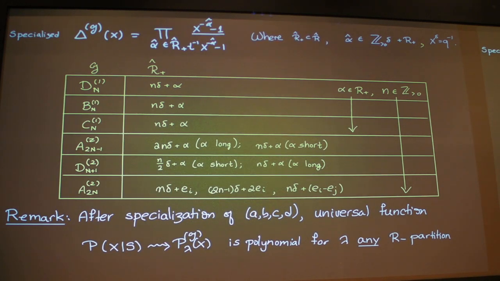Okay, and then this function delta is also specialized, and it becomes a product over, well, essentially half of the affine root system. So this particular half that I show here. And somehow this is a half of the affine root system. So I know that this is the right affine root system.